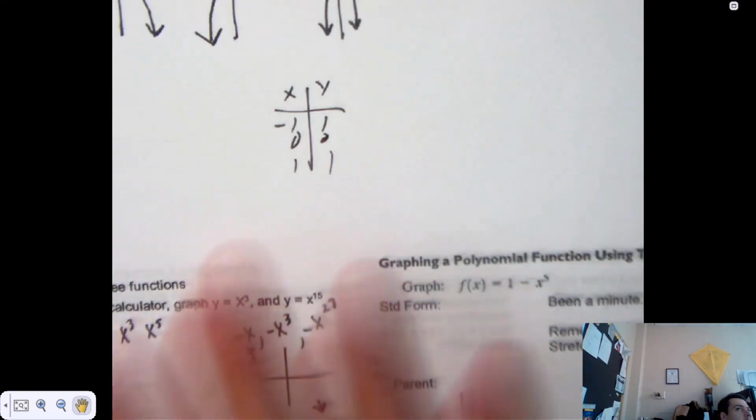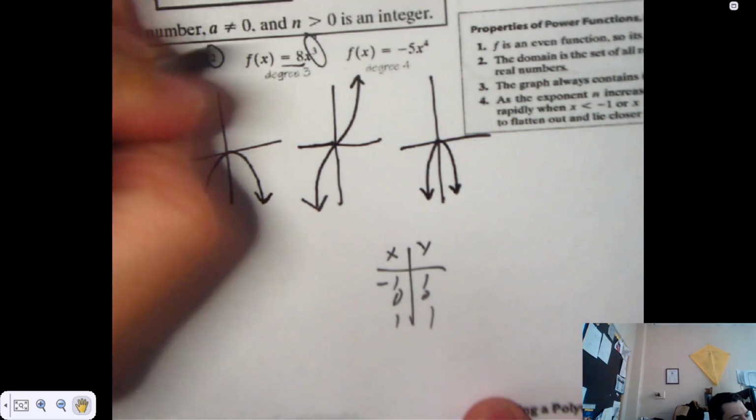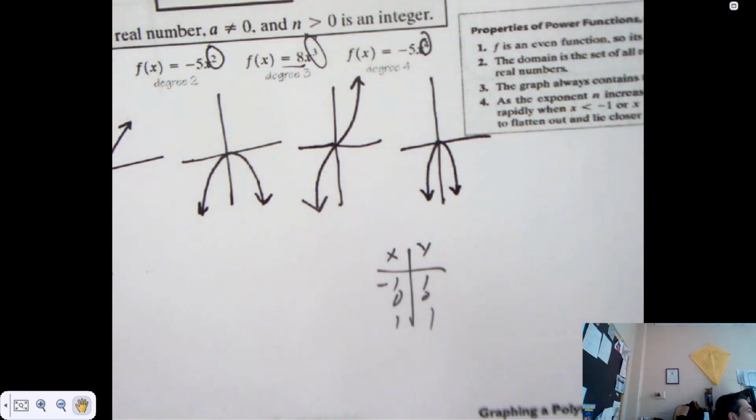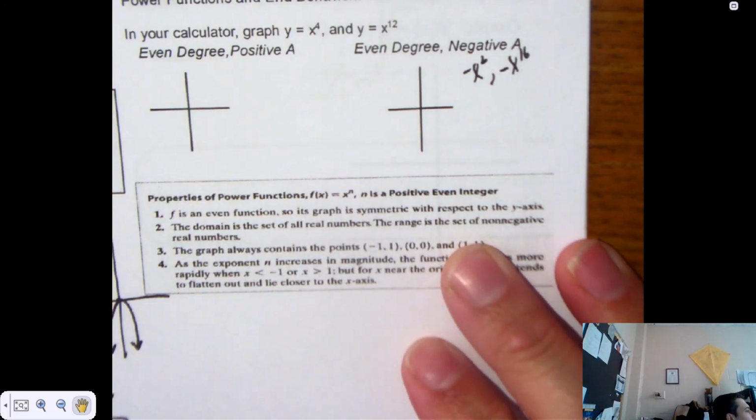Now, our even ones, we had 2 even powers. We had a square and a fourth. Those both happen to be negative. They started low and they ended how? Low. Okay, so let's talk about that one first. That's actually right there in your notes. Even degree, negative a. So something like negative x squared or negative x to the 16th, whatever. As long as the degree is even, based on what you've seen, you will always start low and you will always end low.